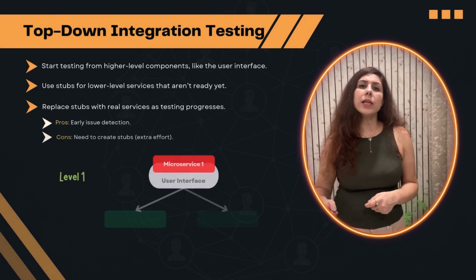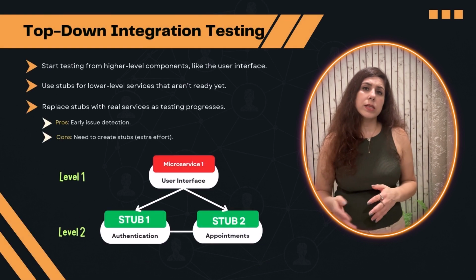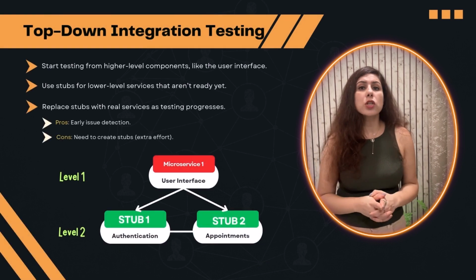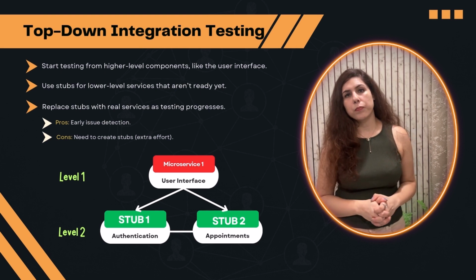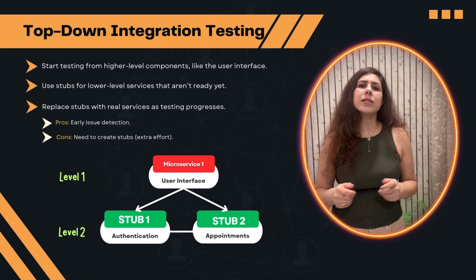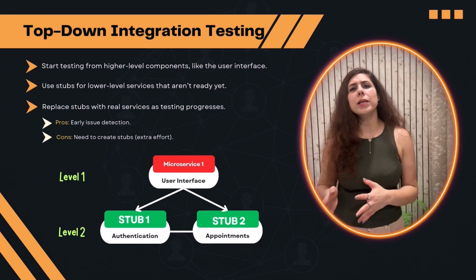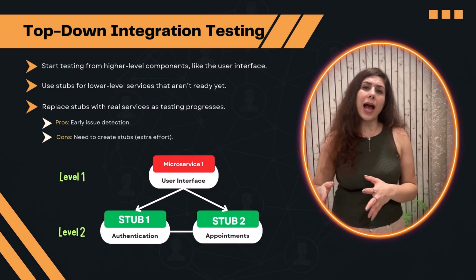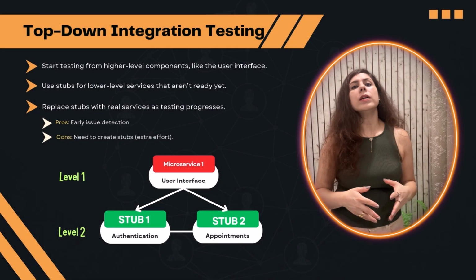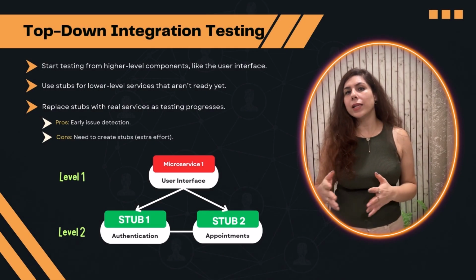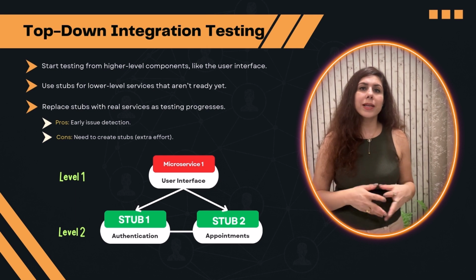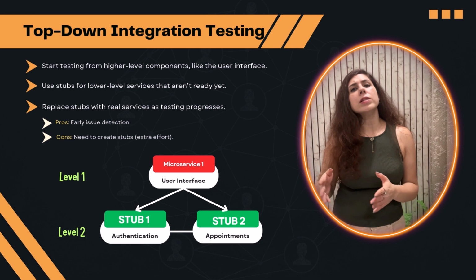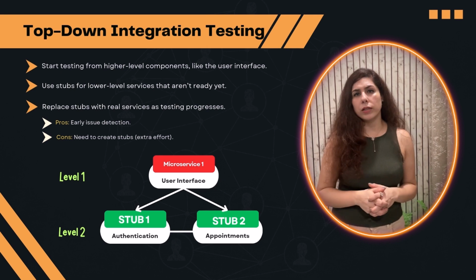Instead of using the actual lower level services, we will use stubs for authentication and appointment booking services. These stubs are simple placeholders that simulate the behavior of the actual service. They will receive a request like the actual service, but instead of doing any complex work like database lookups, they will just return hard-coded values.